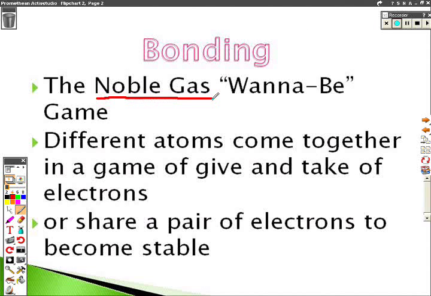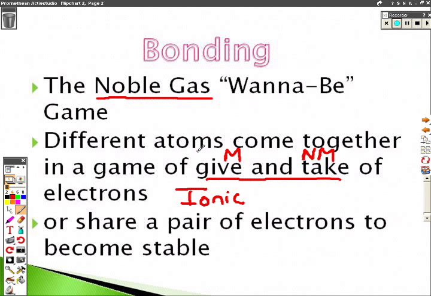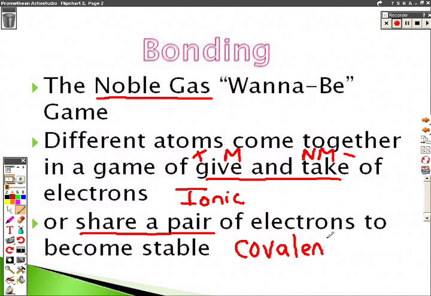Atoms do this in two ways. They either give and take electrons, that's a metal and a nonmetal, and we've talked about this at length, and this is called ionic bonding, where there's a loser and a gainer. The giver becomes charged positive and the taker becomes charged negative. Or, as we're going to start learning today, atoms can come together and share a pair of electrons to become stable in something called covalent bonding. And we're going to learn about that and the rules of how that exists.